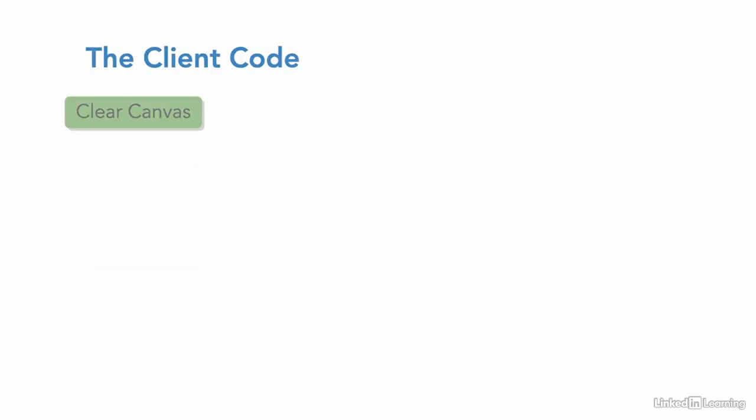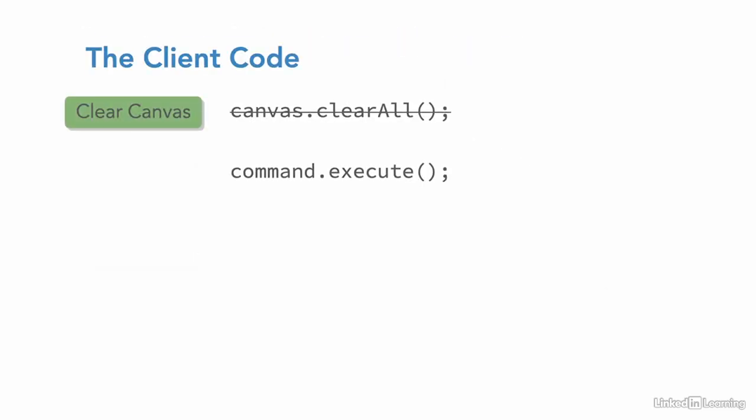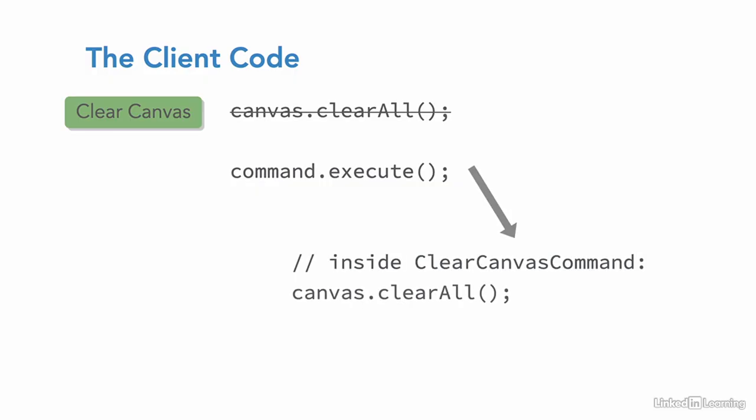So for example, where our clear canvas button would normally have directly called canvas.clearAll, what we would do is instead give our button a command member variable that would contain the command that should be executed when the button is clicked. As I mentioned before, the command is what's going to contain the reference to the canvas and what ultimately is going to call canvas.clearAll or whatever our method is. We'll see what this all looks like very shortly when we go through a coding example. And that's the basic structure of the pattern.